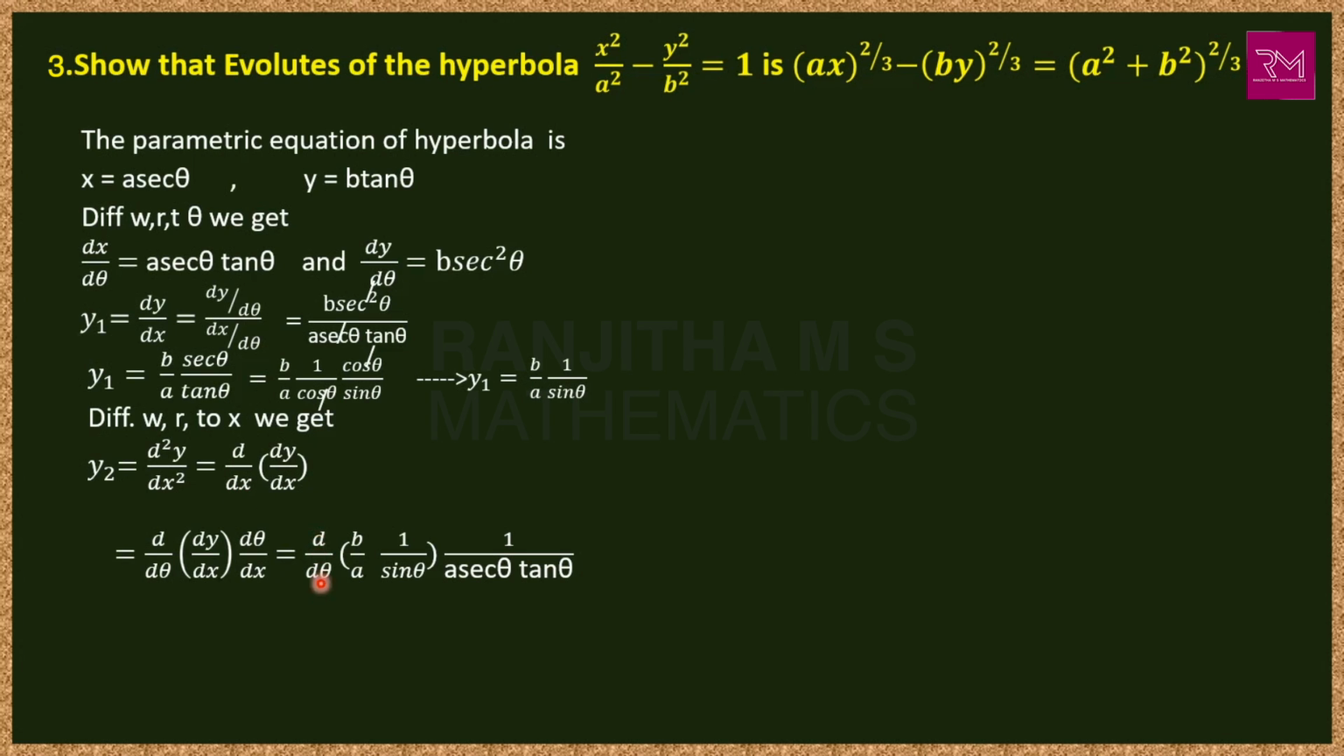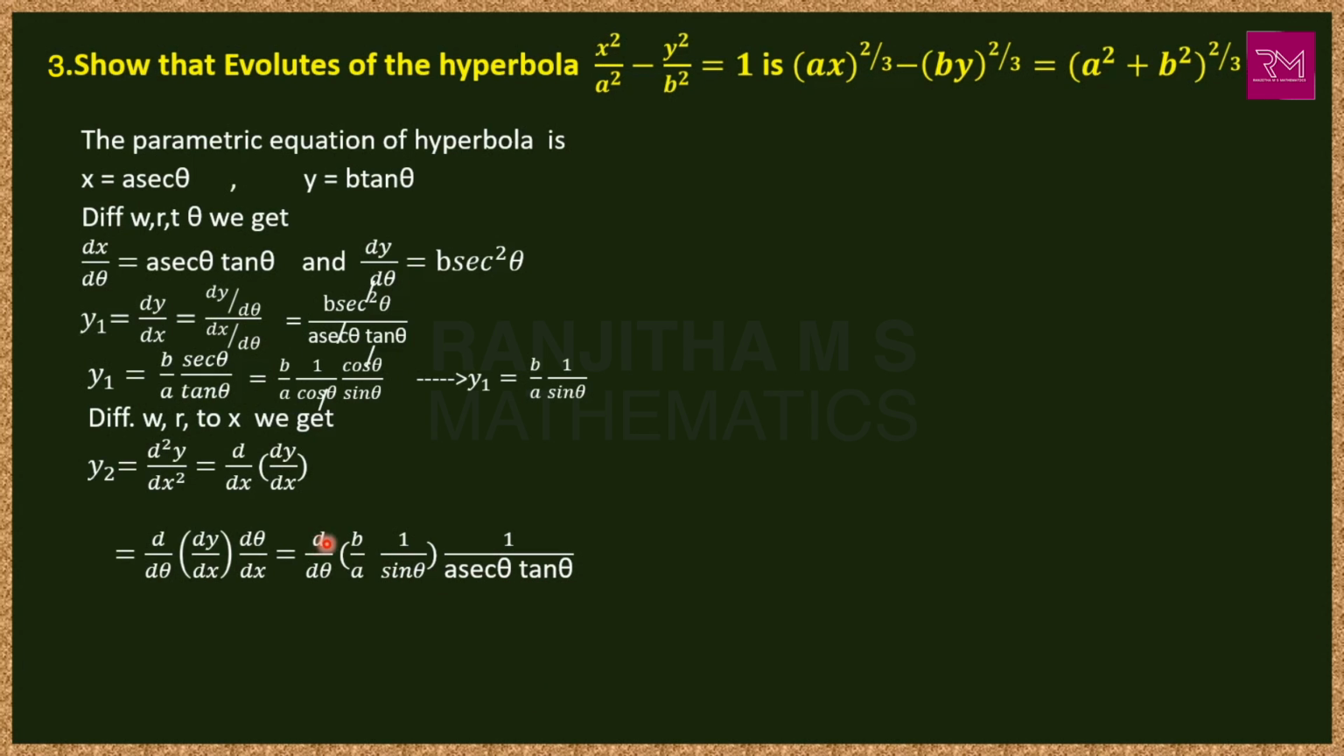Hence we get d by d theta of dy by dx is nothing but b by a into 1 by sin theta into d theta by dx is, we know that dx by d theta value is a into secant theta tan theta. D theta by dx is nothing but reciprocal of that term, that is 1 by a into secant theta into tan theta.